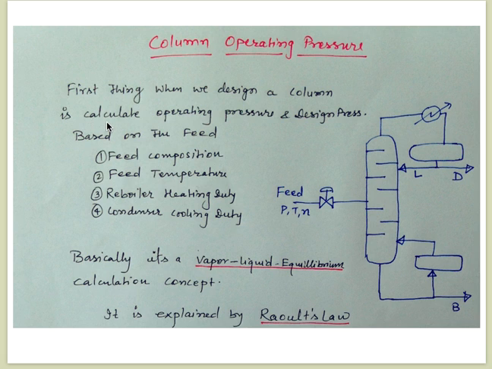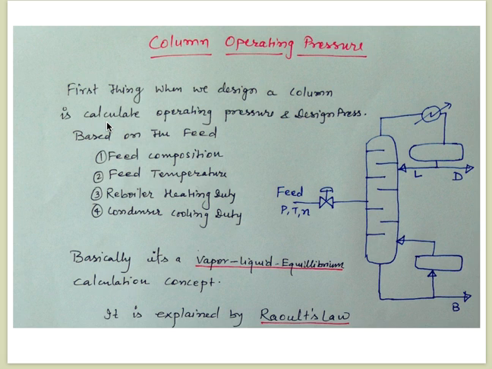When we design a column, the first thing is to calculate the operating pressure and design pressure based on the feed. For the feed, we have the feed composition and feed temperature, and then we need to see the reboiler heating duty and condenser cooling duty.